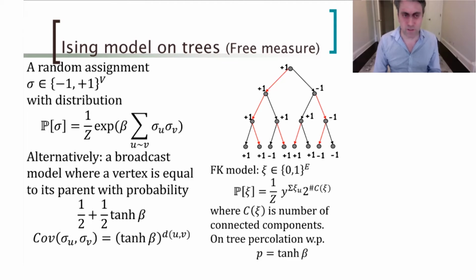And so the question is to understand when this can be realized as a factor of IID. One thing to note is that as beta increases, there's a stronger tendency for neighboring vertices to have the same spin, and the correlations between vertices get stronger. And so we'll be interested in how different values of beta affect whether or not there's a factor of IID.